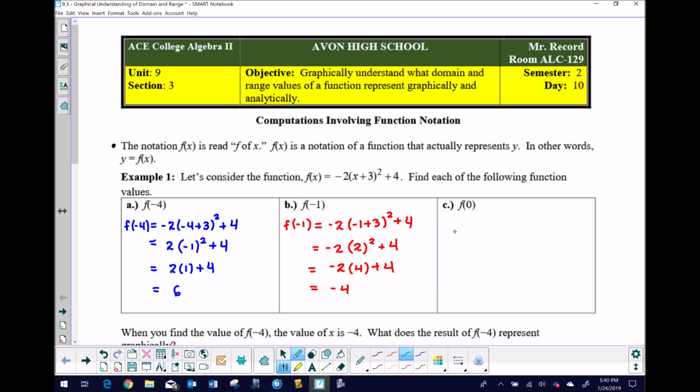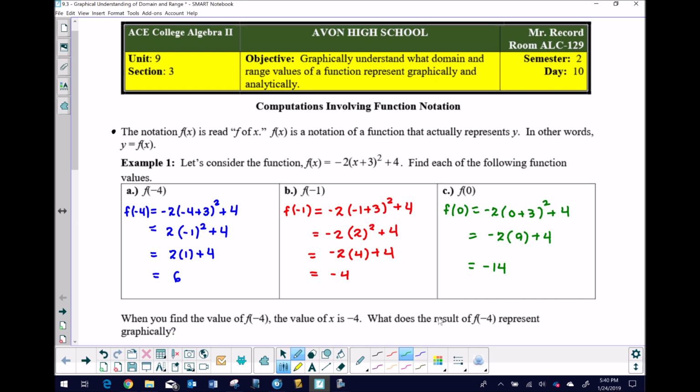We'll do one more. Again, I'm going to assume that you think this is pretty easy, but it's going to be a very common thing that you're going to do throughout the rest of your mathematics, both here and in college perhaps. So when we square the 3, we get 9, of course, and then negative 18 plus 4 would be negative 14.